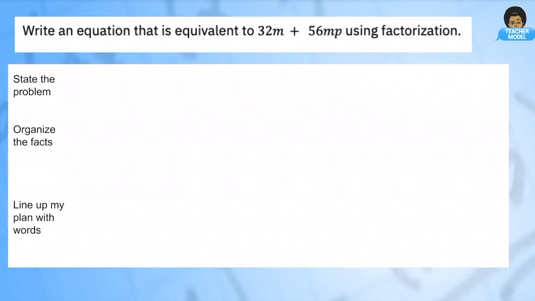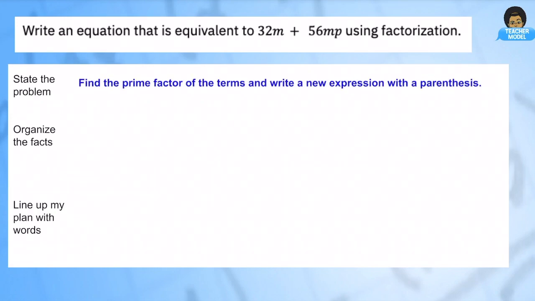Write an expression that is equivalent to 32m plus 56mp using factorization. So we're going to write a brand new expression that will be exactly the same. It will just look different. So this is what we're going to do. We're going to find the prime factor of the terms and write a new expression with a parentheses. That's what I mean by undoing the distribution. We're going to add a parentheses and have a factor right in front.